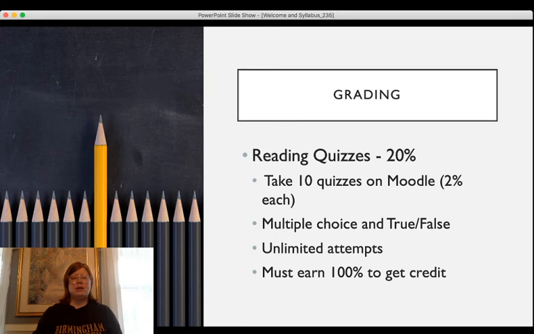Each week you will take a reading quiz for a total of 10 reading quizzes, each worth 2% of your grade, for a total of 20% of your course grade. Each quiz will contain multiple choice and true-false questions. You may have unlimited attempts at each quiz. You can take it as many times as you like, but you must earn 100% to get credit. These quizzes I expect to be open book and open note.